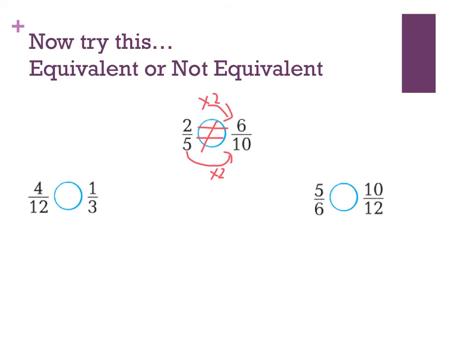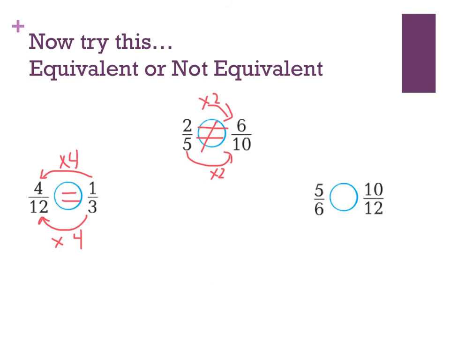I can't multiply by 4 to get 1 or 12 to get 3, but I can multiply by 3 to get 12. 3 times 4 is 12. Is 1 times 4 4? It is. That shows these fractions are equal or equivalent.